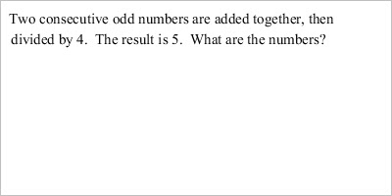The example says two consecutive odd numbers are added together, then divided by 4. The result is 5. What are the numbers? So let's just understand what's being asked first of all.